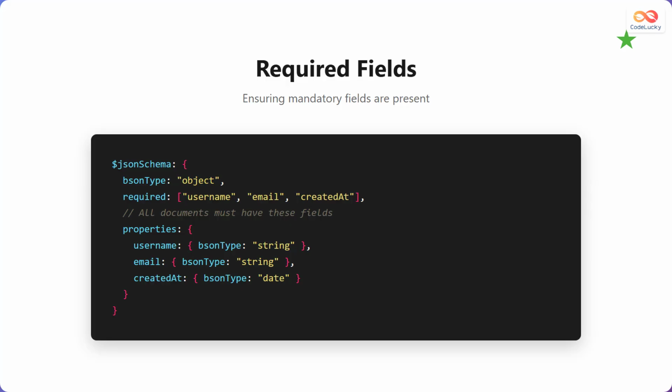To ensure that mandatory fields are always present in your documents, use the required array within the $jsonSchema. List all the fields that must exist, such as username, email, and created_at. MongoDB will then enforce that all documents in the collection contain these fields. For each of these required fields, also define its bsonType under the properties section, such as string for username and email, and date for created_at.